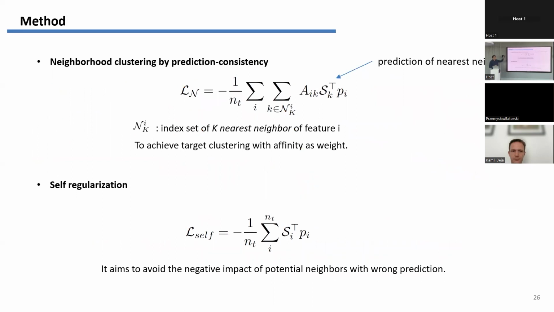So then the loss just tries to minimize the difference between the probabilities of yourself and your reciprocal neighbors, just given here at the top. On top, you also want to stay similar to your own prediction. This is self-regularizing.